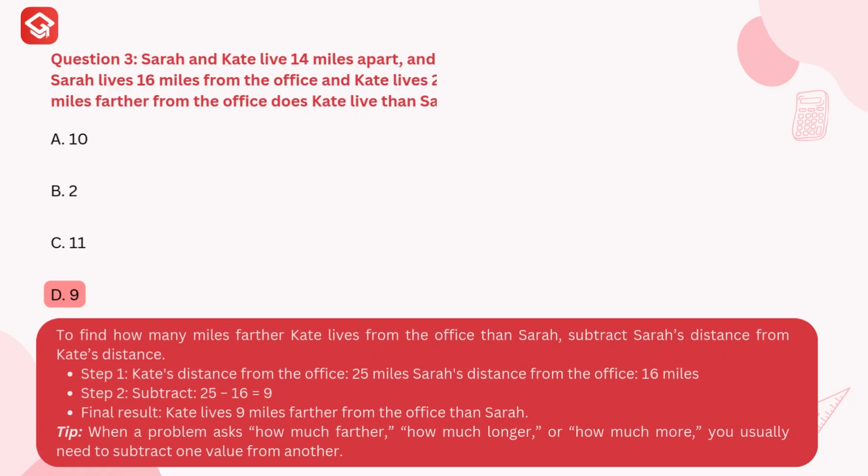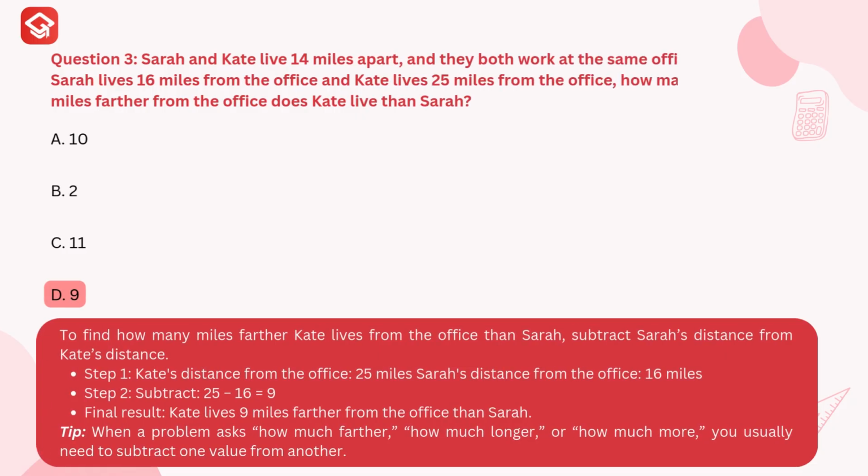The correct answer is D. 9. Explanation. To find how many miles farther Kate lives from the office than Sarah, subtract Sarah's distance from Kate's distance. First, Kate's distance from the office is 25 miles. Sarah's distance from the office is 16 miles. Next, subtract 25 minus 16 equals 9. So in the end, Kate lives 9 miles farther from the office than Sarah.